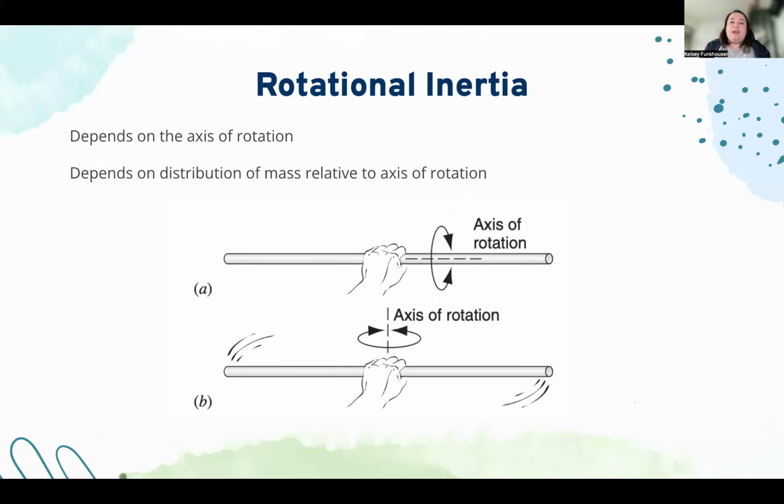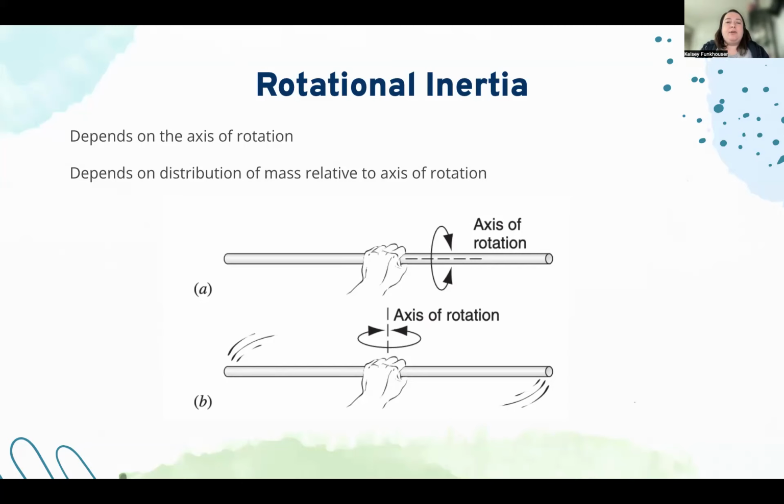So linear inertia or mass doesn't change values depending on the direction of motion, but rotational inertia depends on the axis of rotation. This is because it depends on how mass is distributed around the axis of rotation.